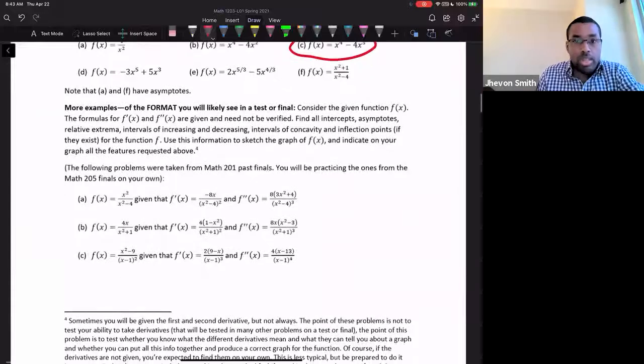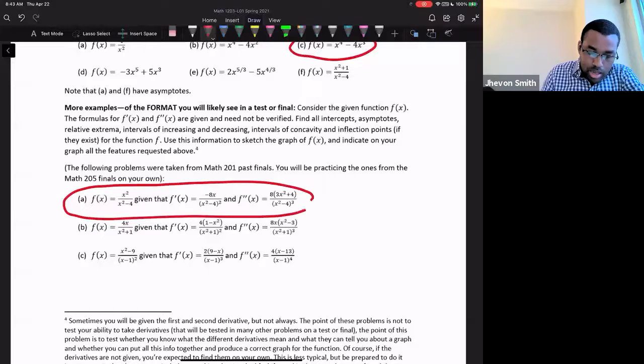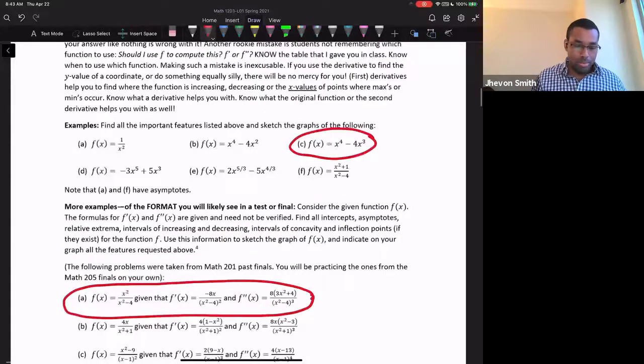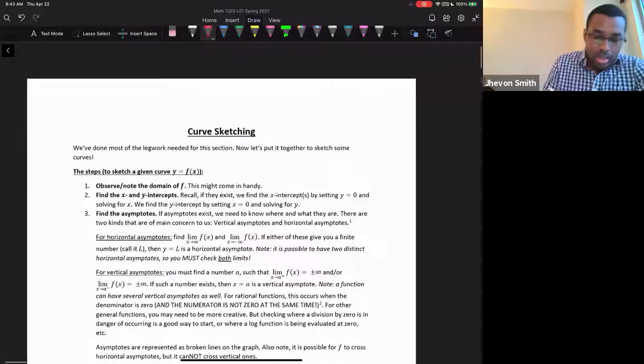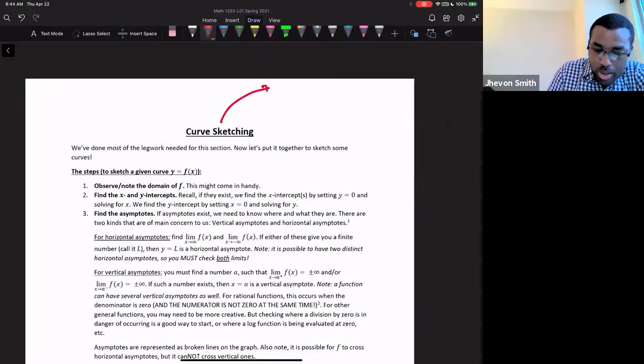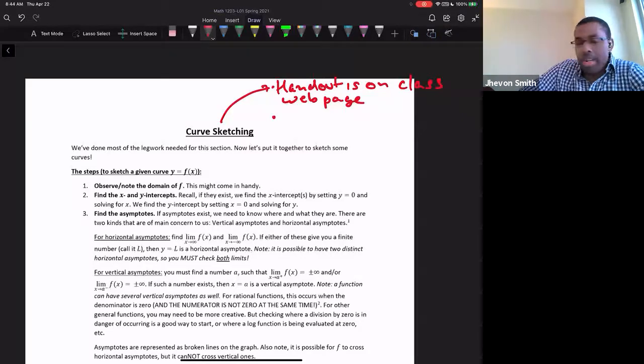Then we're going to jump down to these harder examples. I want to do this guy. And I'm not sure, I might do one other one, but I probably don't. So the thing with curve sketching, and this is something you should know, a couple things you want to know about this. One, the handout is on the class webpage. So if you lose this or I move too fast for you to write something down, you can always pull up the PDF on your own.